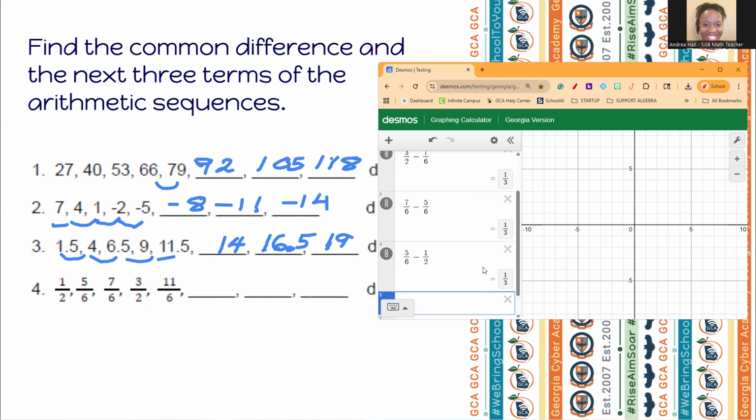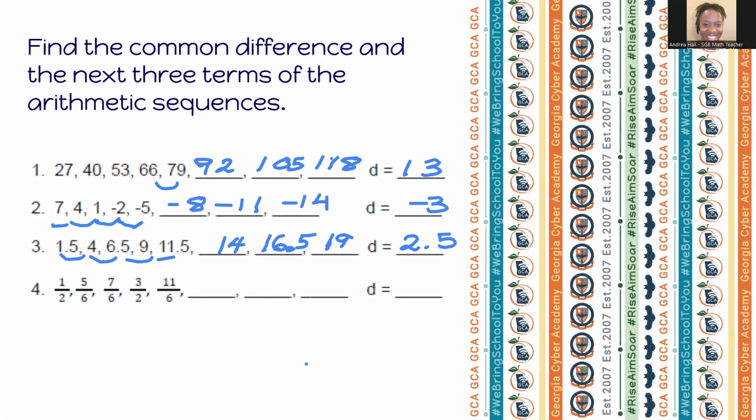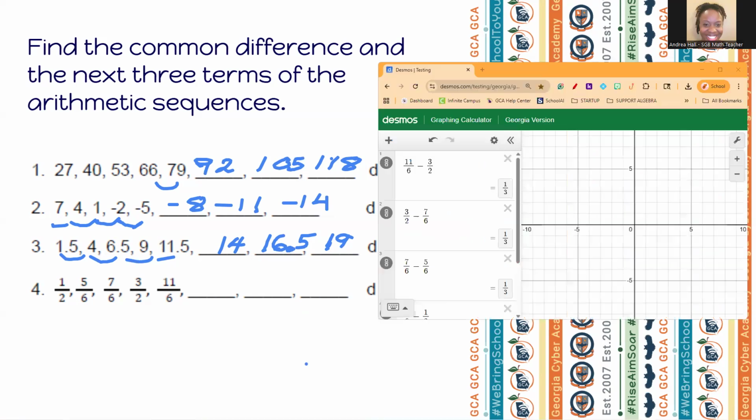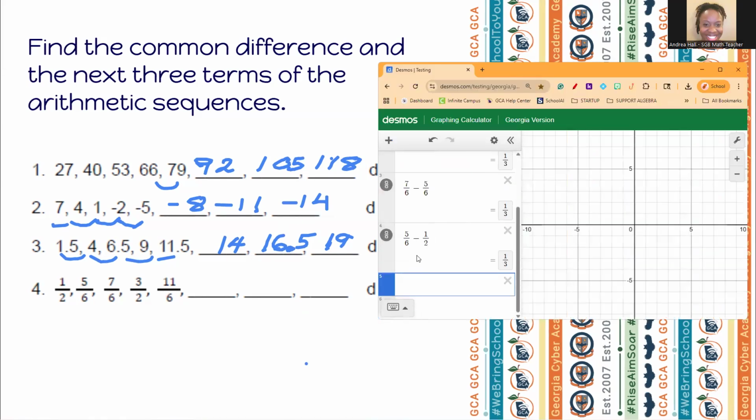So our common difference here is 1/3. Even though it gives it to you as a decimal, you can cover over this and get the fraction. So we get 1/3 as the common difference. That means I'm going to say 11/6 plus 1/3. And that's how you make it accurate.